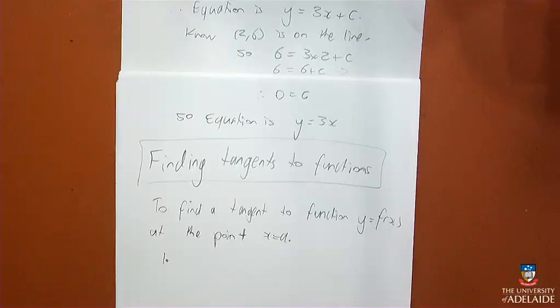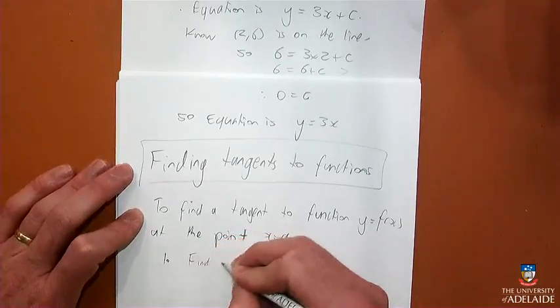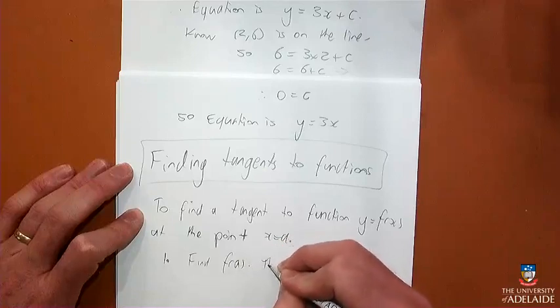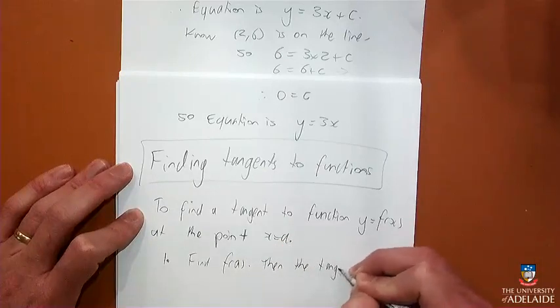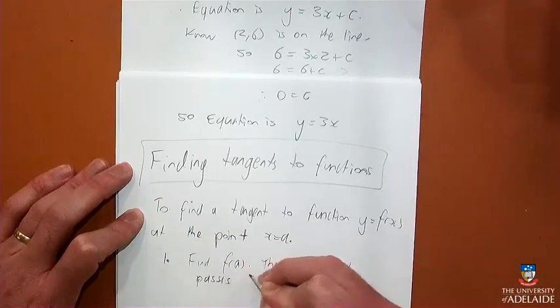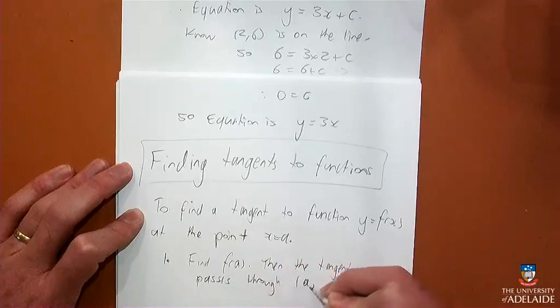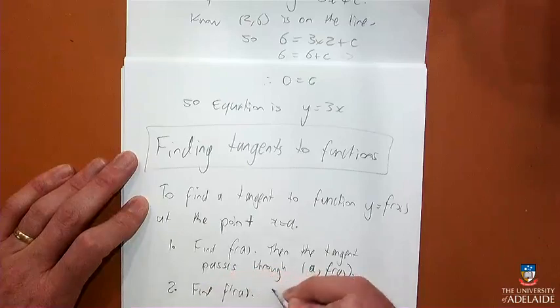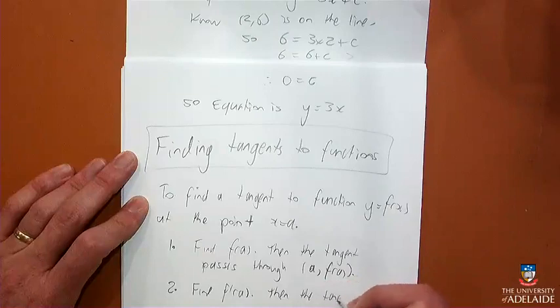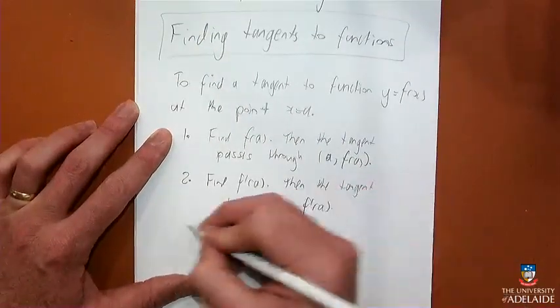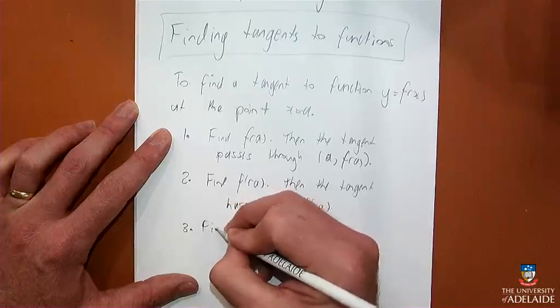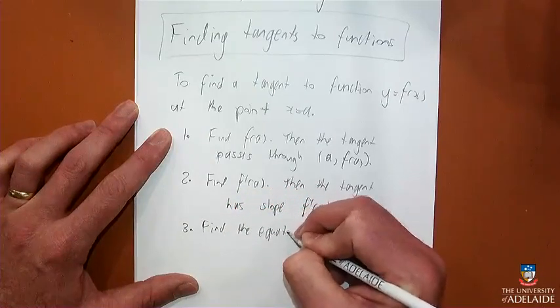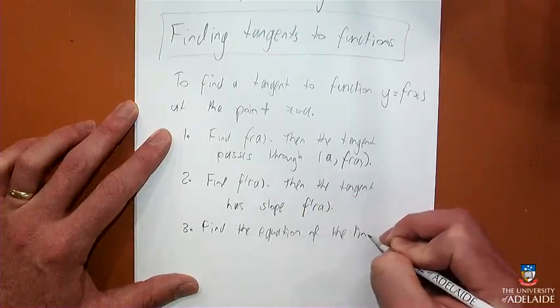So the point that it passes through is the point where the y-coordinate works out to be f of a. So we can say, 1, find f of a, then the tangent passes through (a, f of a). 2, find f dashed a, then the tangent has slope f dashed a. And 3, find the equation of the line. And that'll do it.